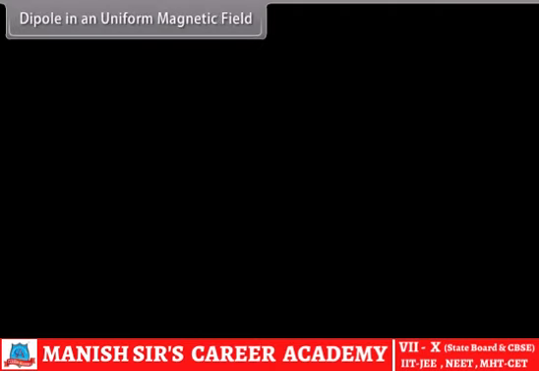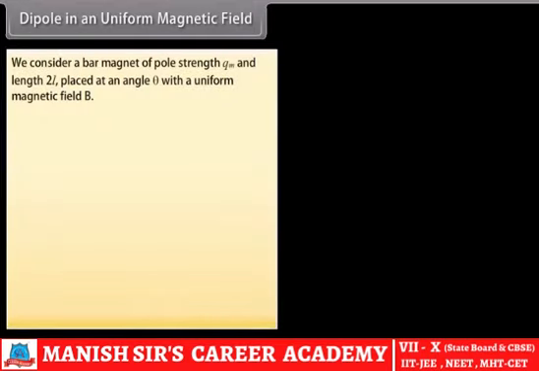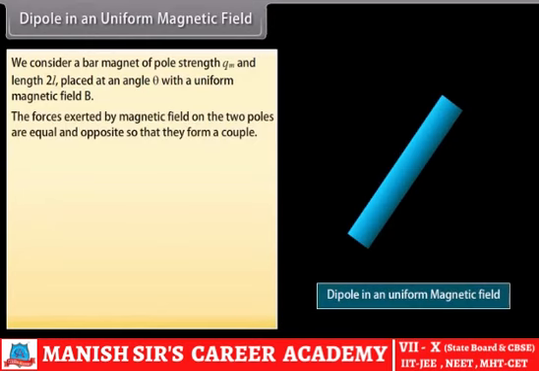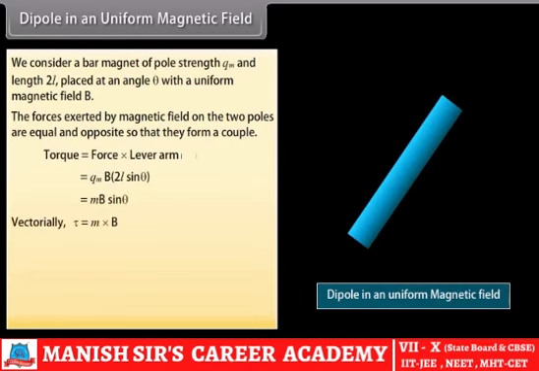Dipole in a uniform magnetic field. We consider a bar magnet of pole strength Qm and length 2L placed at an angle theta with a uniform magnetic field B. The forces exerted by the magnetic field on the two poles are equal and opposite, so that they form a couple. Torque is equal to force into lever arm. By putting the values in the above equation, we get the value of torque equal to mB sin θ. Vectorially, it is represented as τ = m × B.